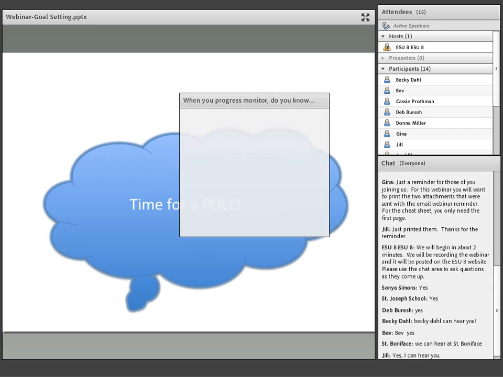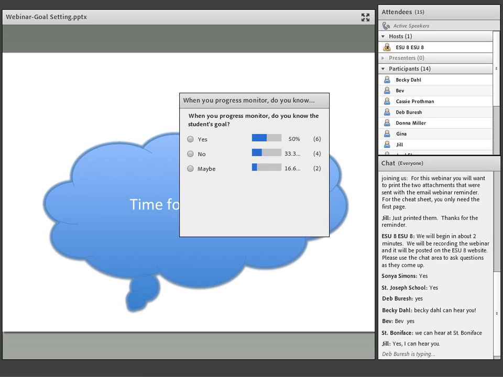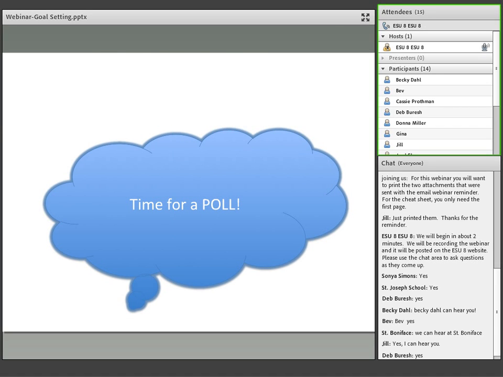Okay, so our question here is, when you progress monitor, do you know the student's goal? So go ahead and respond to the poll, just to give us an idea of where we're starting today. Okay, so it looks like about half of you have a pretty good idea of where the goal is for the student, and the rest of us maybe know or maybe are in between. So we're going to hope that by the end that would be 100% at yes. All right, thanks for your response there.